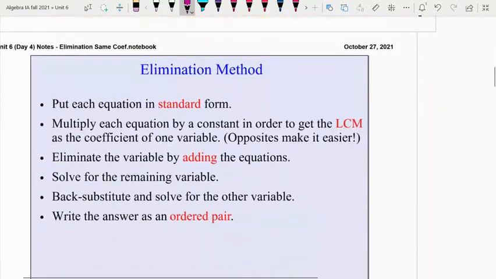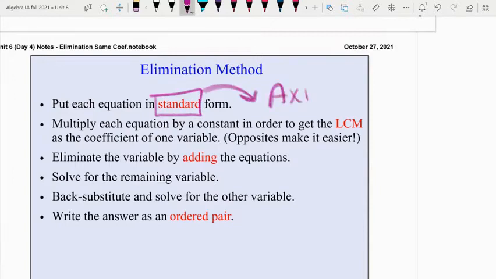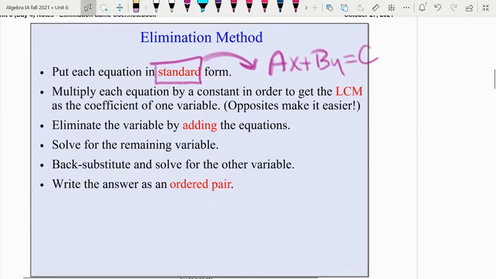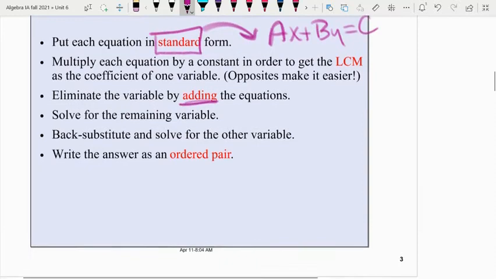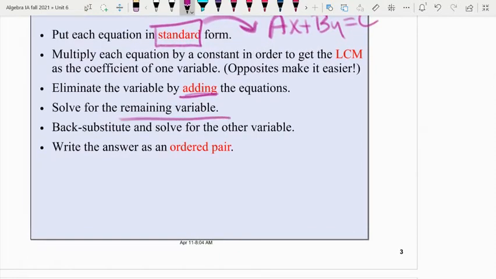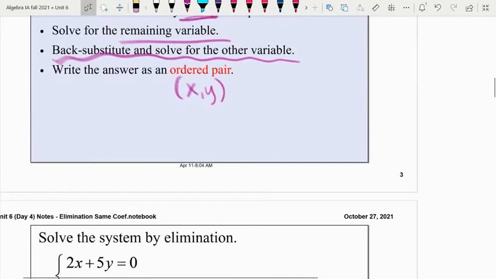All right. Elimination method. Put each equation in standard form, meaning the x and y's on one side. So standard form is that ax plus by equals c. Multiply each equation by a constant in order to get the least common multiple as the coefficient of one variable. Opposites make it easier. Eliminate the variable by adding the equations. Solve for the remaining variable, and then back substitute and solve for the other. And write it as an ordered pair, x comma y, or a, b, or whatever the variables are.